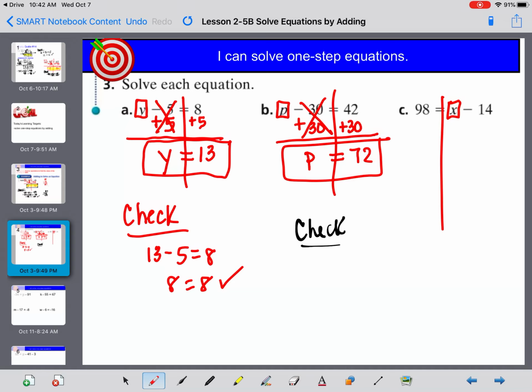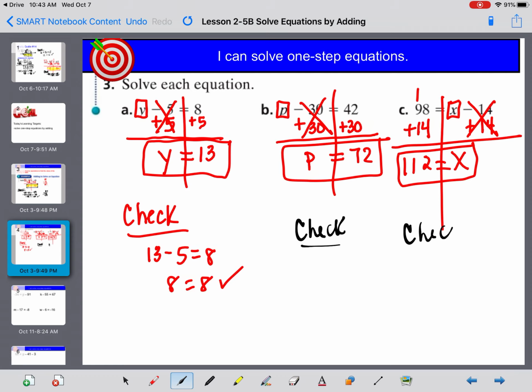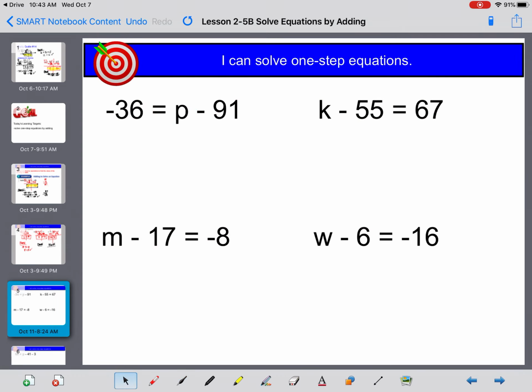X minus 14. I need to add 14 to both sides. Then I draw the line. This equals 0. X is remaining on the right. 8 plus 4 is 12. Carry the 1. 9 plus 1 is 11. So my answer is 112. Then do not stop there. You should have checked your work and you will see that that is the correct answer.